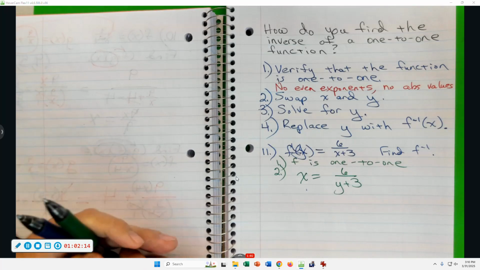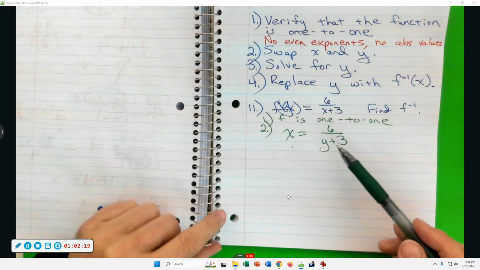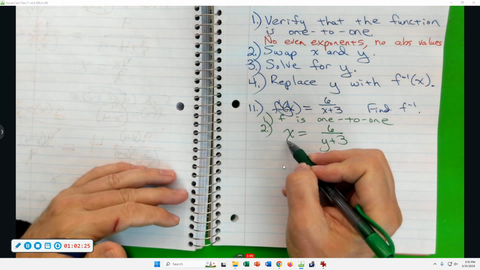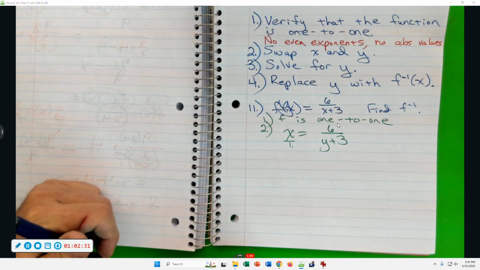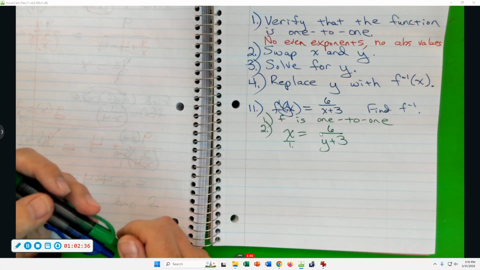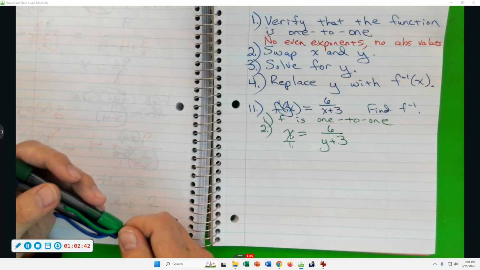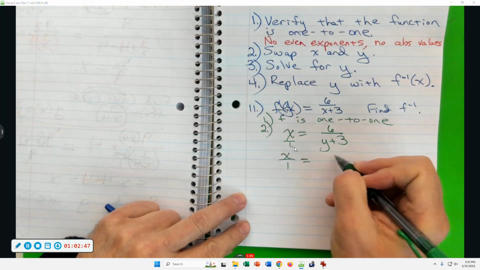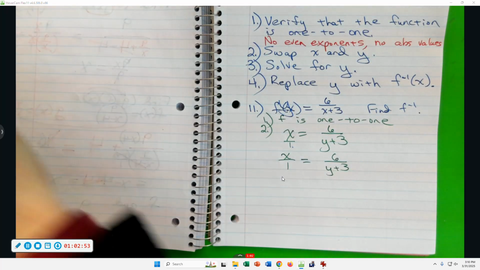Third step, we need to solve for y. That means we need to get that y out of the denominator. Maybe we should write this as, I'm going to think of that x as an x over 1 and a 6 over y plus 3. What am I going to do now? Why did I write that x as x over 1? I don't think I'll bother multiplying by the least common denominator. What am I going to do here? We have an x over 1 equals a 6 over y plus 3. Cross multiply, yeah, that's what I'm going to do.